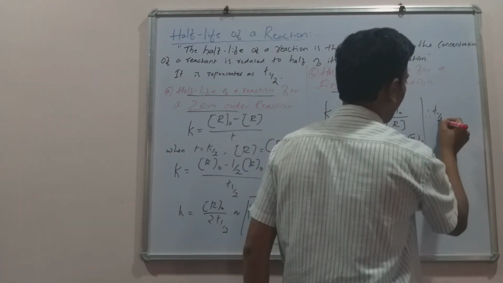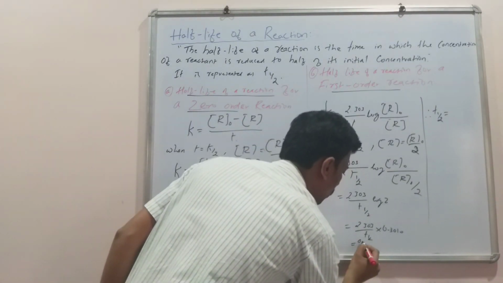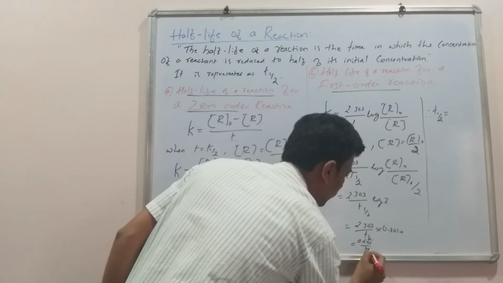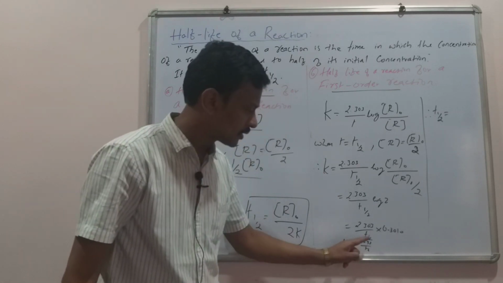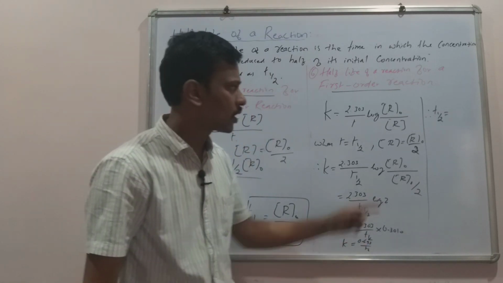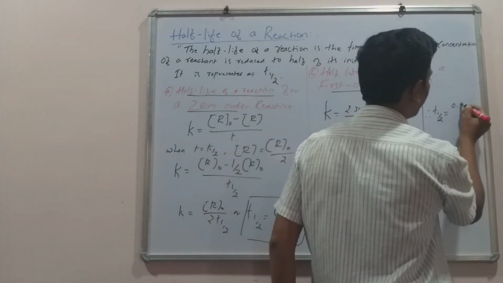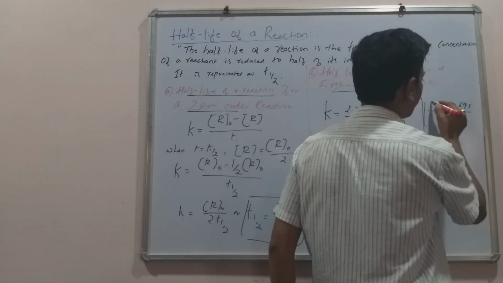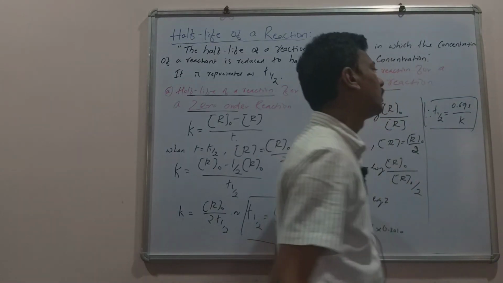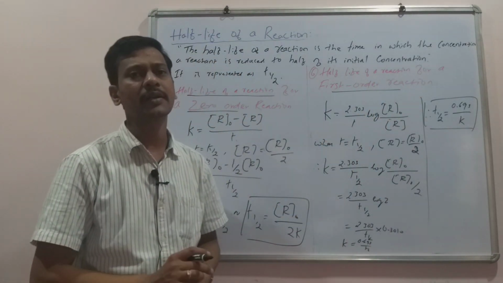Multiplying this, we have to put it in the final equation. Actually what happens is it is 0.693 divided by t half. So k is equal to 0.693 divided by t half. Then again, t half is equal to 0.693 divided by k. This is the final expression for half-life of a first order reaction.